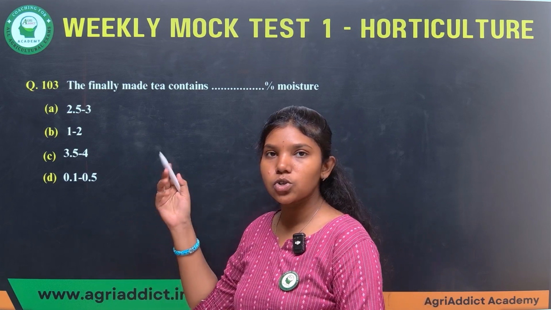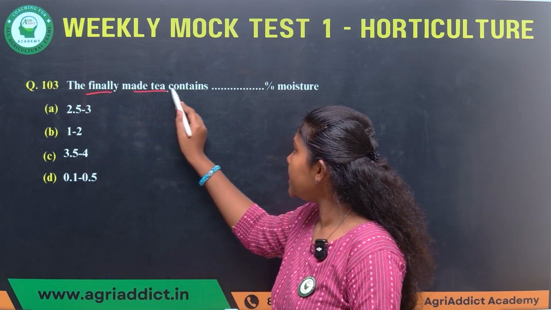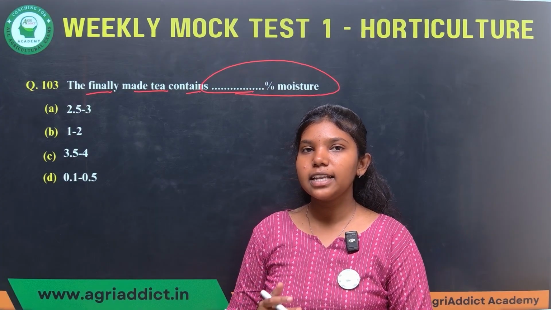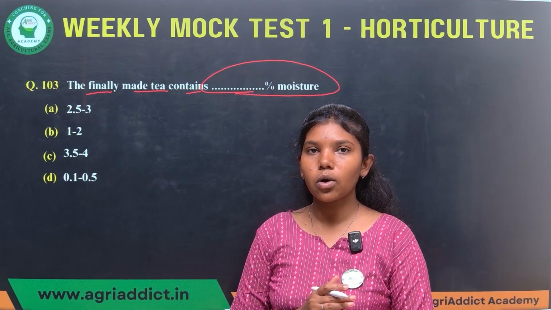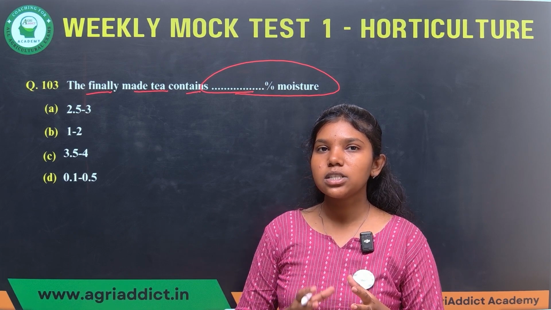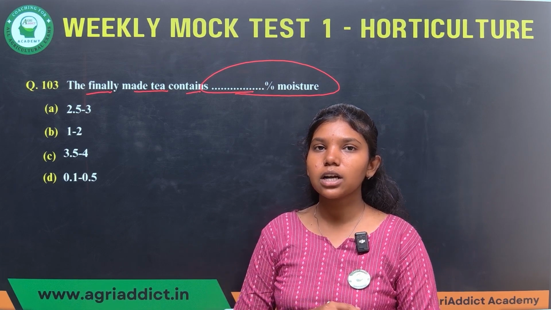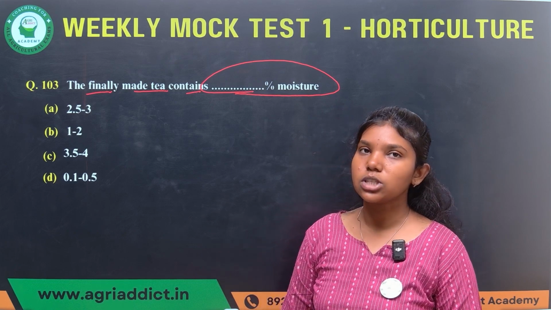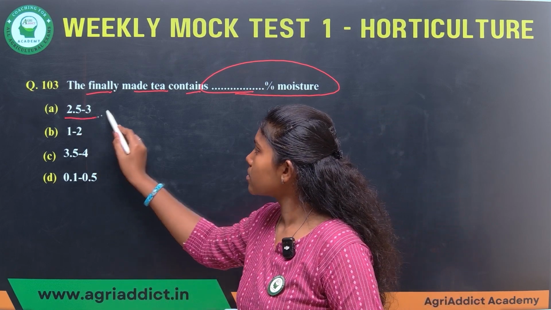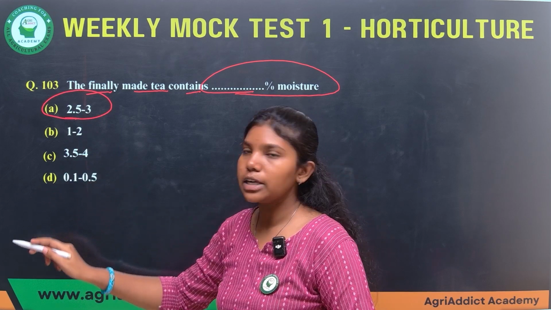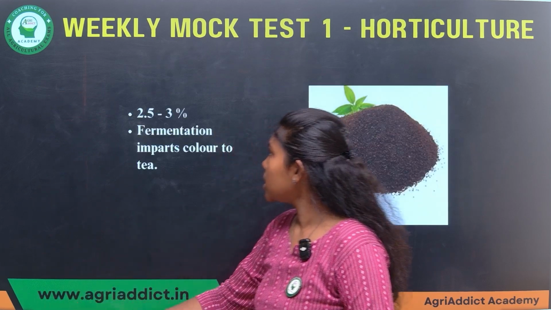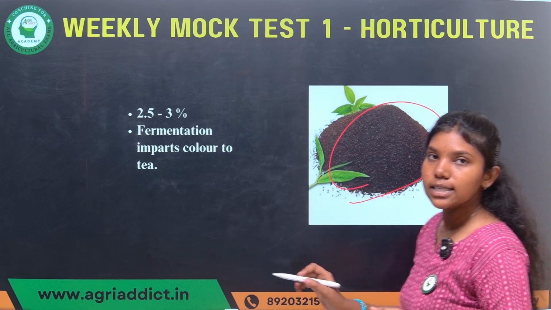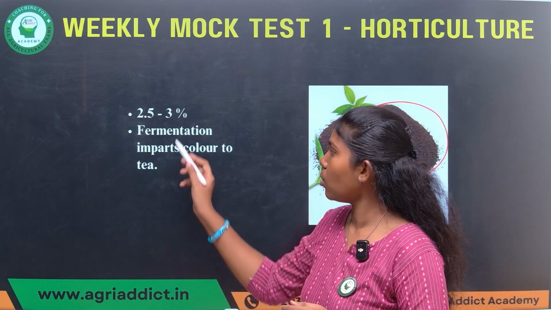This question is also about tea. The finally made tea contains dash percentage of moisture. Here, the finally made tea refers to the final product of tea processing. The percentage of moisture found in the product after completion of tea processing is the question here. The answer for this question is 2.5 to 3. That is, the final product, the tea powder, contains 2.5 to 3% moisture.